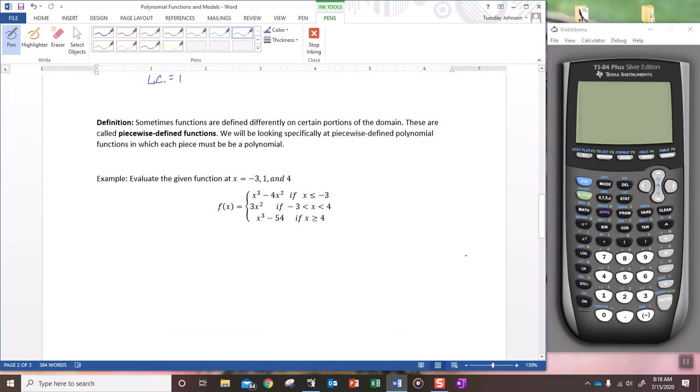All right, second concept in here is piecewise defined functions. Now, we're going to look at specifically piecewise defined polynomial functions in this particular section. And really all it means is this function has different portions of the graph for different domain values.